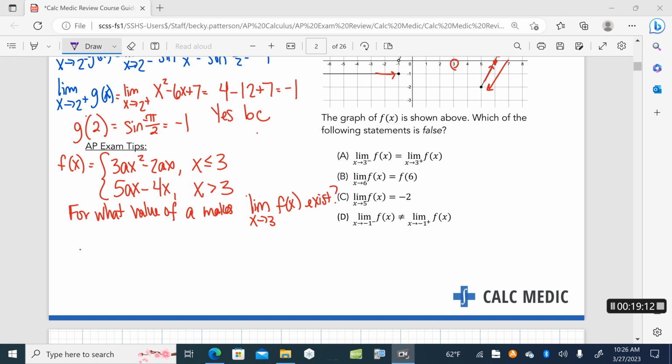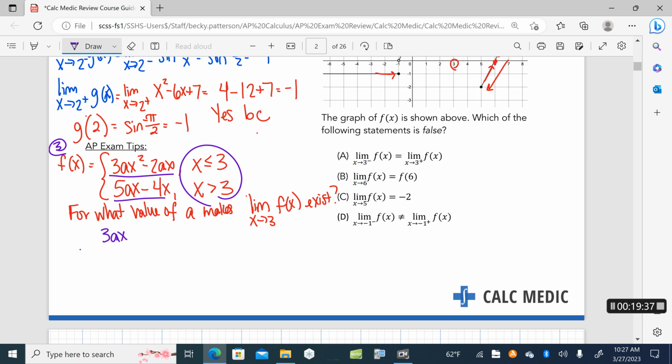Okay, and then I've just added another example. We'll call this example number 3, and I think you're fine just to watch. So I've got a piecewise function here. It's got some a's built in. It says, for what value of a does the limit as x approaches 3 of f of x exist? Well, for it to exist, this side has to equal this side at 3. So we're going to take that concept and write it in terms of math.